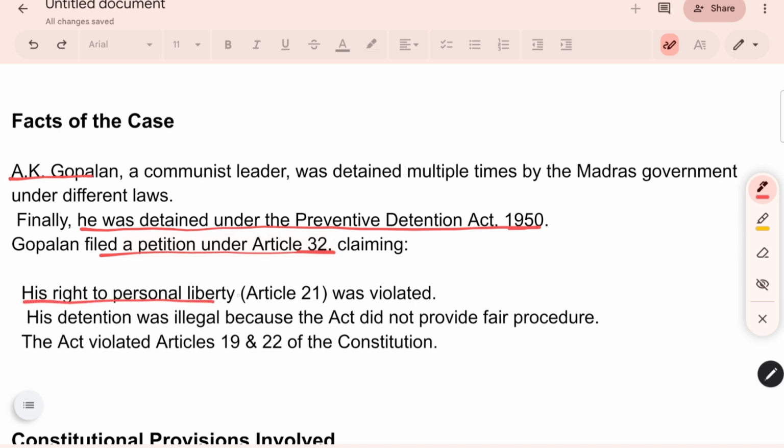His right to personal liberty was violated under Article 21. His detention was illegal because the Act did not provide a fair procedure. And lastly, the Act violates Articles 19 and 22 of the Indian Constitution.